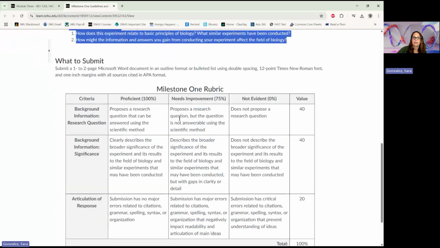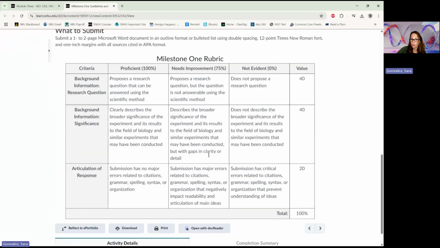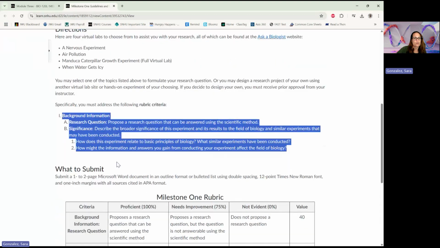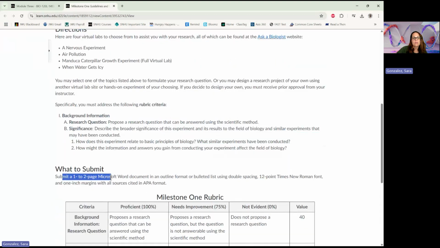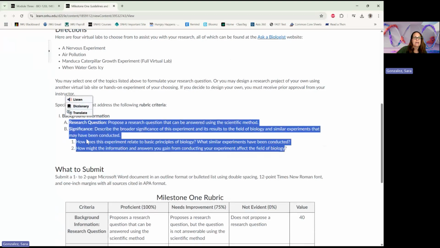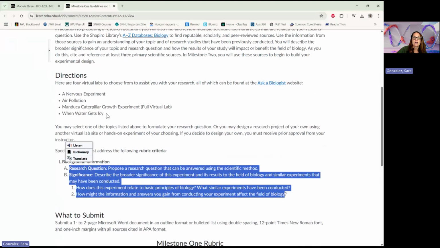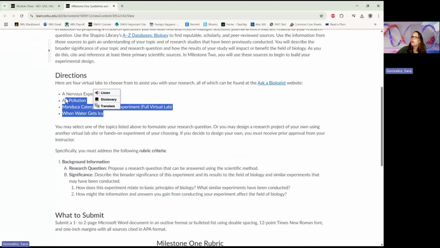Here is how I'll be grading your milestone 1 rubric, so make sure you address that. Your submittal should be between 1 and 2 pages, answering these questions, and based on the research questions or one that you want to do on your own, one of these here.